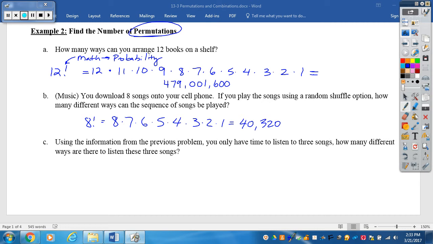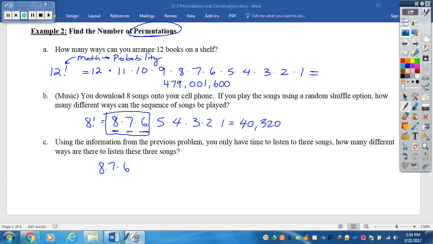Now for letter C, it says using the information from the previous problem, you only have time to listen to 3 songs. How many different ways are there to listen to these 3 songs? Well, I hope that you're seeing that you have to start at this end. Okay, the first option was there was 8 total songs to choose from, and then there were 7, and then there were 6. So what we're actually looking at is 8 times 7 times 6.